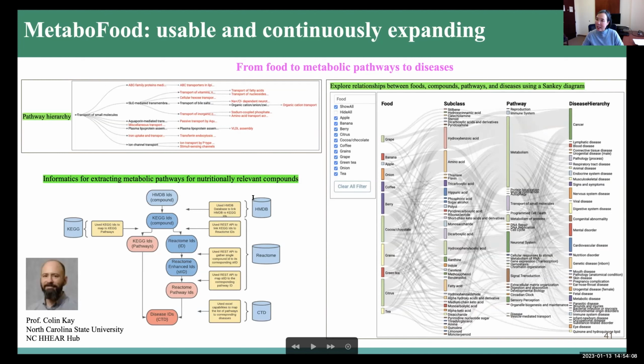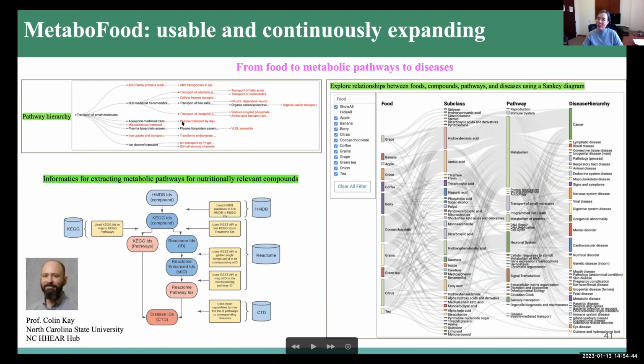So that is ADAP-KDB. The final piece is our MetaboFood. The idea here is to try to link food to metabolic pathways to diseases. This is, of course, very relevant to exposomics because what we eat is considered part of the exposome. And so we have been developing this web resource to help people explore the complex relationships between food and diseases. And here I'm showing the hierarchical pathway related to particular foods.